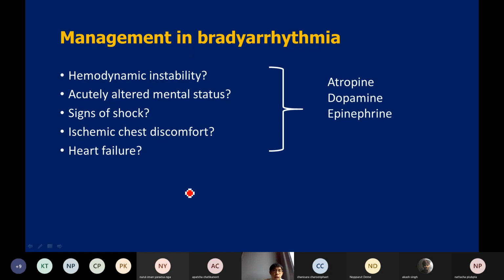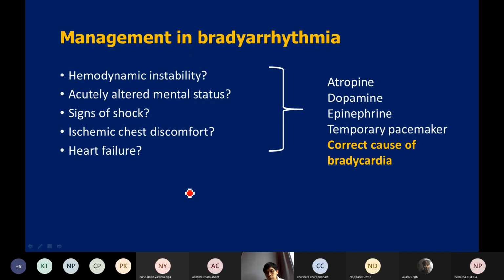If they have these kinds of symptoms, we have to treat them emergently or urgently. We may give them atropine, dopamine, or epinephrine first, and after that we have to put in a temporary pacemaker before we proceed to the permanent pacemaker, because these things can be done quicker than going ahead to do the permanent pacemaker. And at the same time, we should correct the cause if there is any reversible cause of bradyarrhythmia.